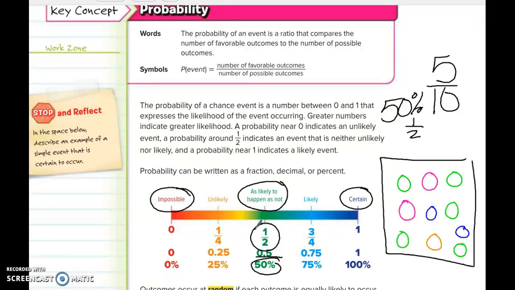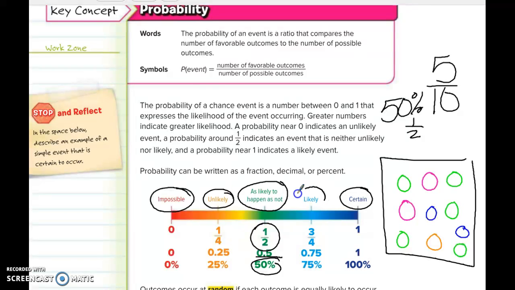If we talk about something that is unlikely to happen. So in my bag, if I said the probability of selecting an orange marble, it's not impossible because I do have an orange marble in the bag, but it's not very likely to happen because I only have 1 out of the 10 marbles. There's not very many in there that are orange. So it's probably unlikely for me to pull an orange marble, but I could do it. So that situation would be described as unlikely.